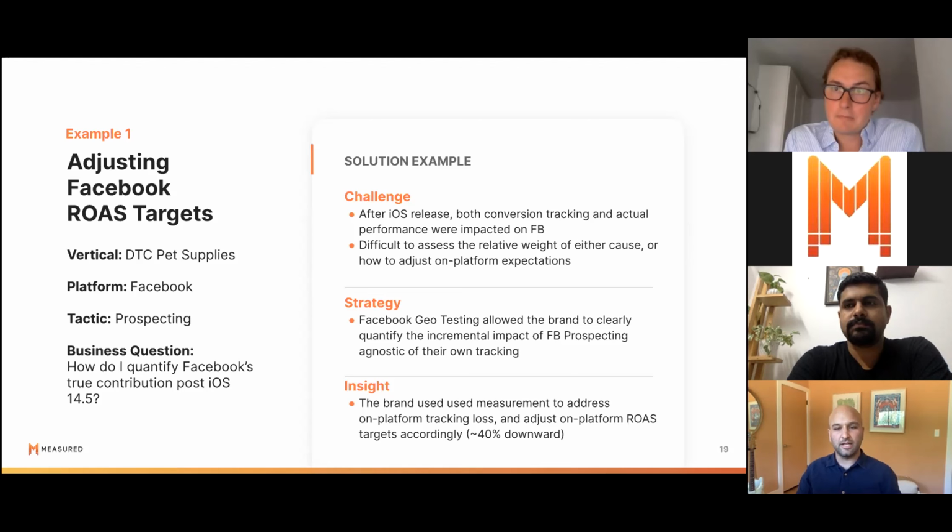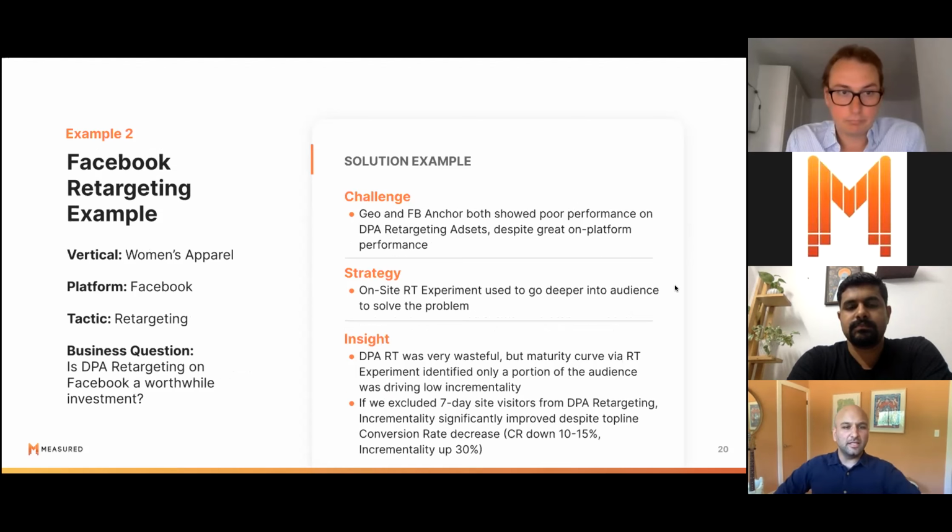We're going to dive a little deeper now down the funnel. So in this example, we have a women's apparel brand running on Facebook, running retargeting. And the business question is: is DPA retargeting on Facebook a worthwhile investment? Terrence, before you jump into the challenges here, can you just remind folks what DPA is if anybody here is not familiar?